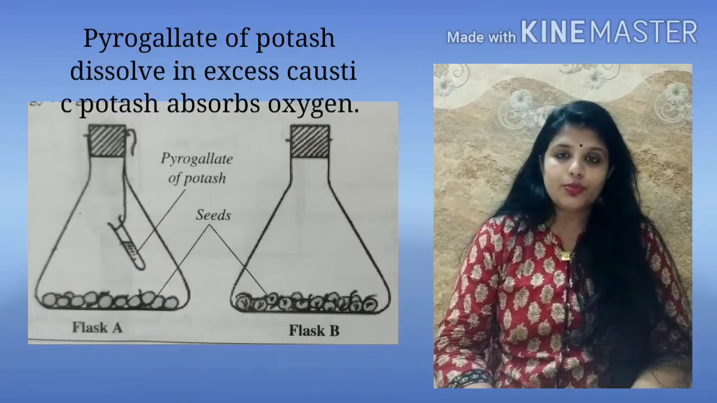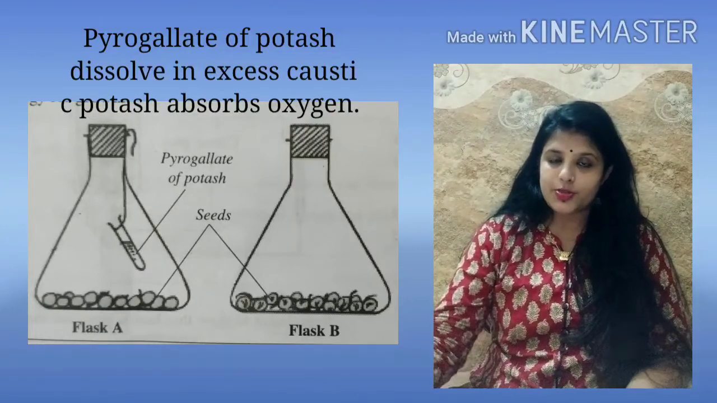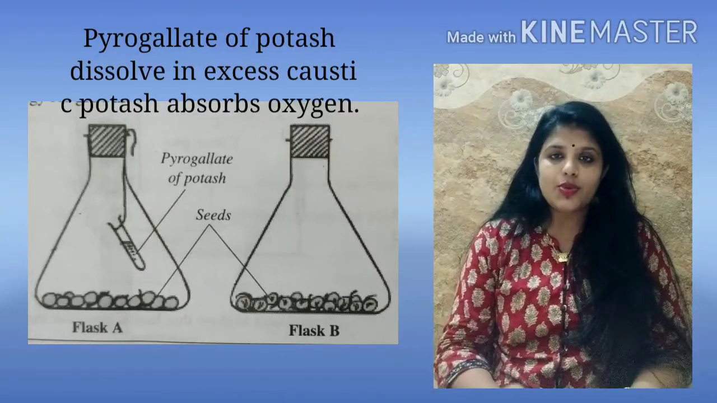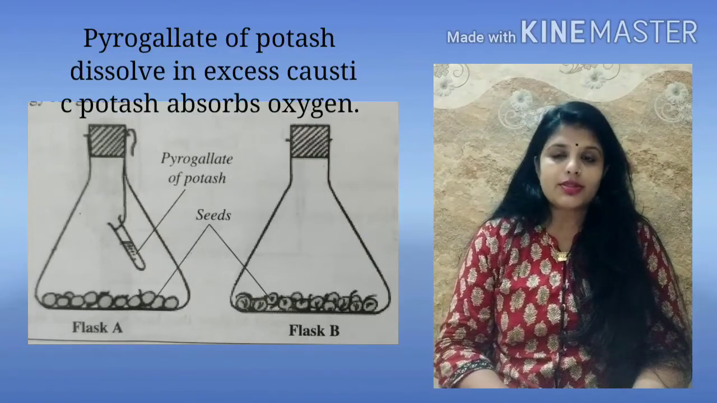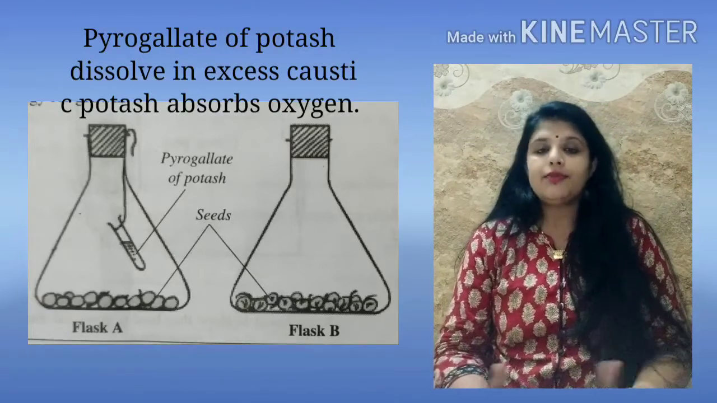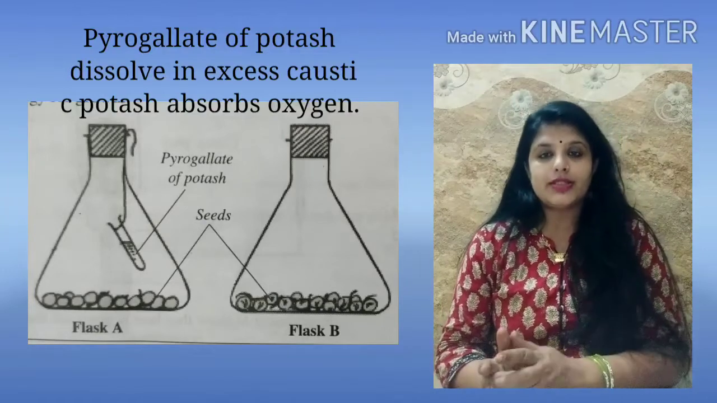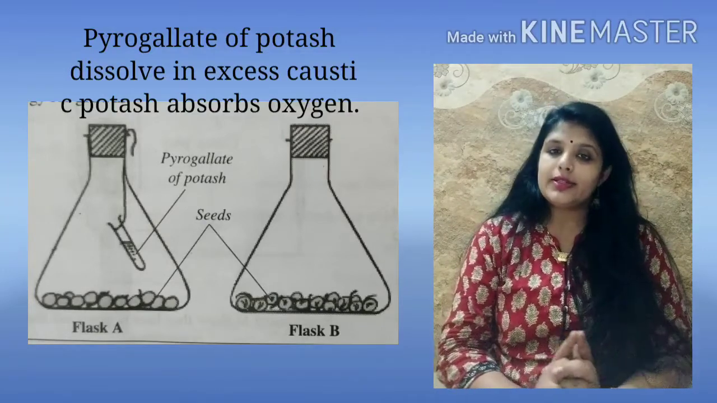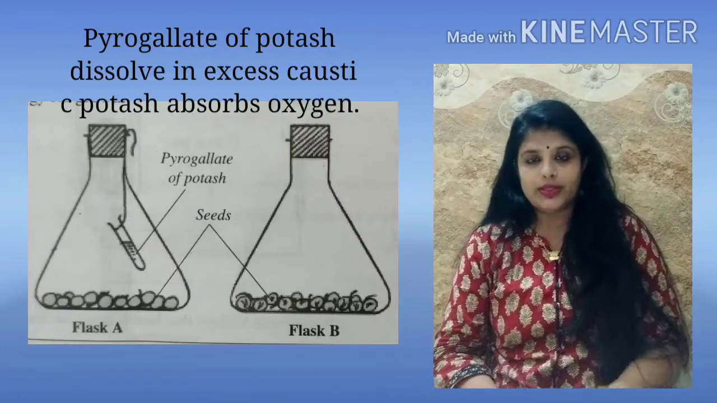The third question could be: write down the equation for respiration. The equation for respiration is C6H12O6 plus 6 molecules of oxygen produce 6 molecules of carbon dioxide and 6 molecules of water plus energy in the form of ATP. In case of aerobic respiration, the amount of energy is 38 ATP, while in case of anaerobic respiration it is approximately 2 ATP.